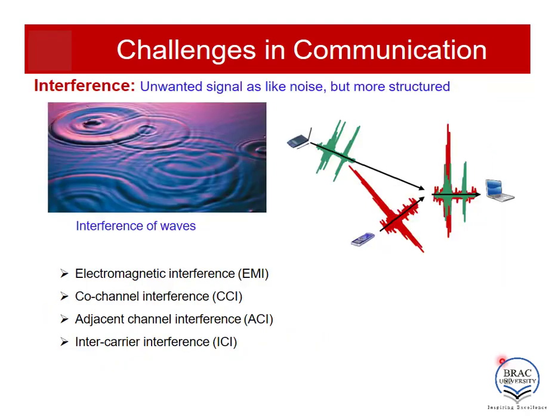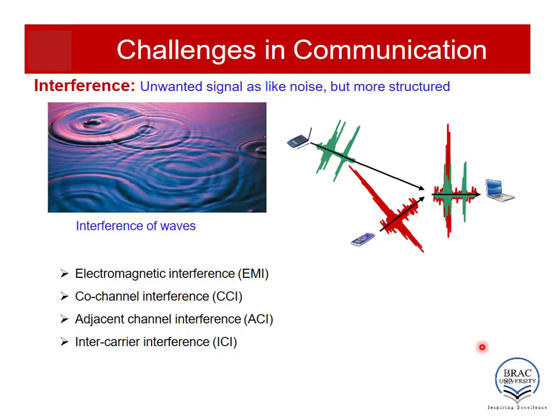The final impairment we are dealing with is interference. Interference is also an unwanted signal like noise, but the difference is interference is more structured. Let me give you an example. Whenever we are making a telephone call, sometimes we may overhear some other people we are not talking to. That is the signal of someone else. That is an example of interference.